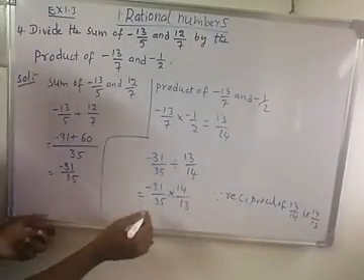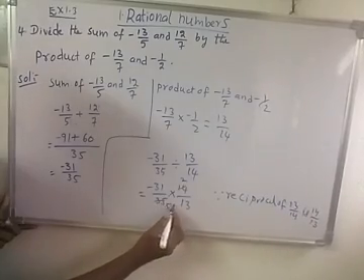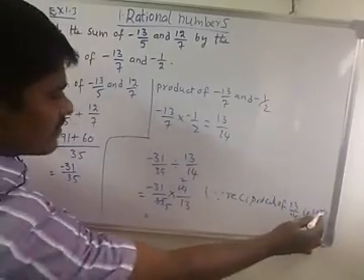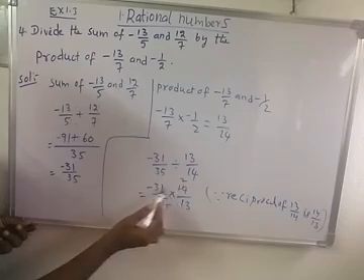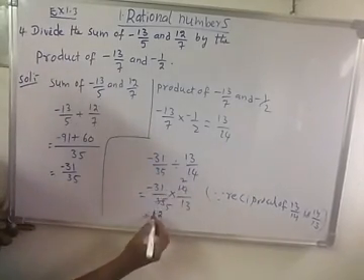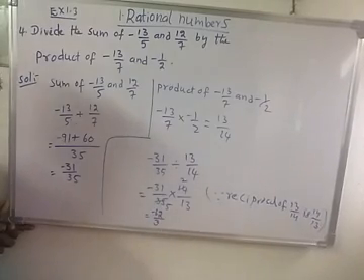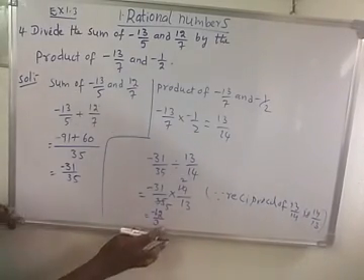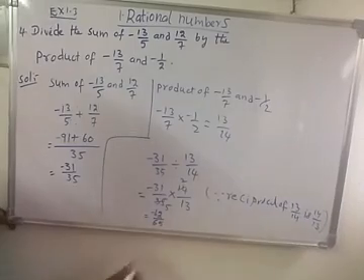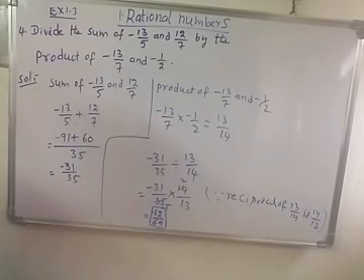Now this is cancelled with 7: 7 twos are 14, 7 fives are 35. The remaining is 31 here and 2 here. 2 ones are 2, 2 threes are 6. Wait, that gives minus 62 by 13 fives are 65. So minus 62 by 65 is the answer. Okay, next problem.